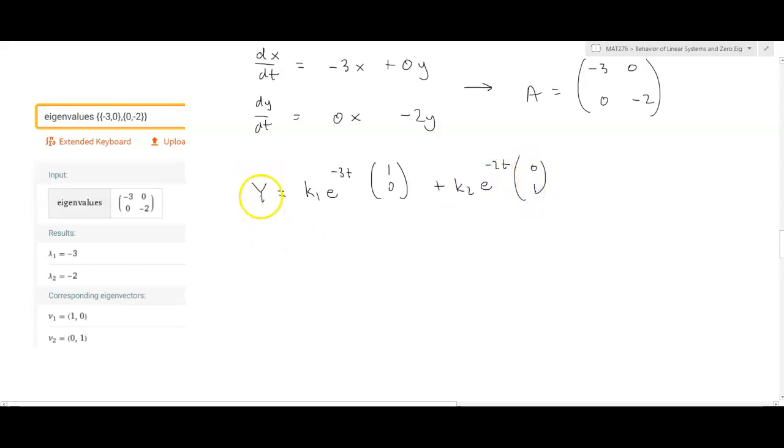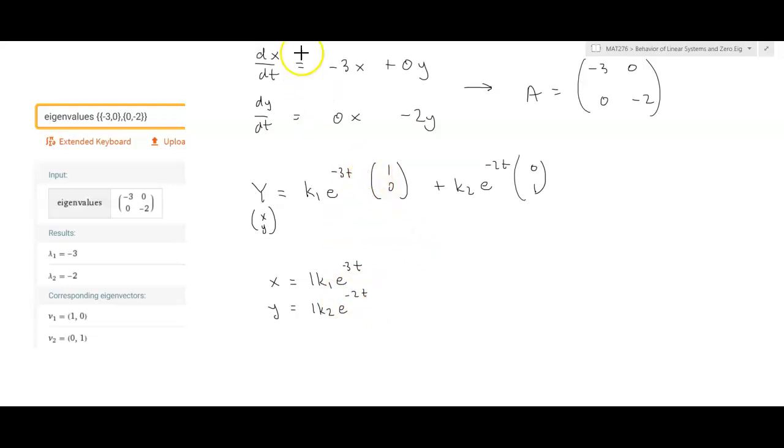And when we multiply this out, because remember this vector contains x and y in it, x will be 1k1 e to the negative 3t, and y will be 1k2 e to the negative 2t, precisely what we would have gotten if we had done separation of variables on each one of these separately, which is really nice.